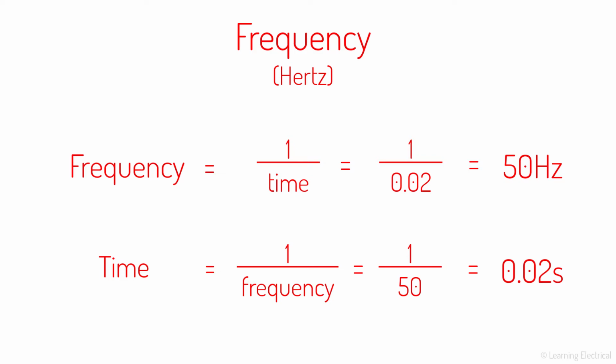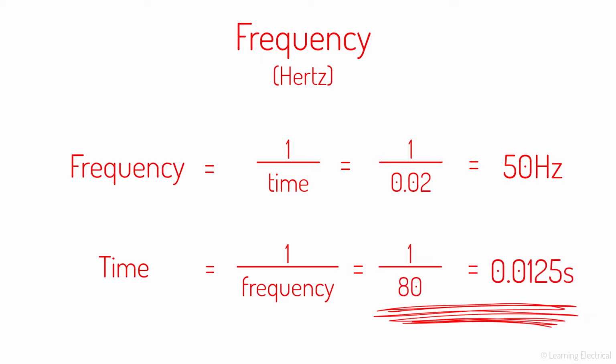Pay attention to any exam questions with these calculations, as they may not be asking for 50 Hz or 0.02 seconds. You could be asked to calculate the time period for a different frequency, such as 80 Hz, in which case the working out is still the same, but you'd use 1 over 80 rather than 1 over 50 to get the time period.